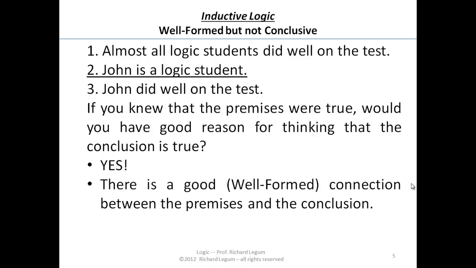So the answer is yes, there is a well-formed connection between the premises and conclusion. However, is the argument valid? If we want to go back, it's almost all A's are B's, X is an A, therefore X is a B. We didn't have any valid patterns. We had one with all, but not with almost all, and it's really very different. And we'll see why in a second.